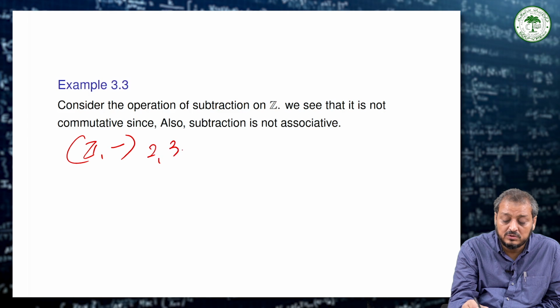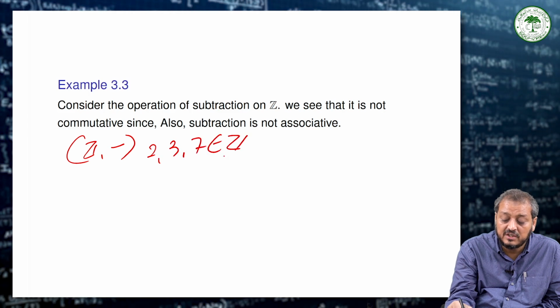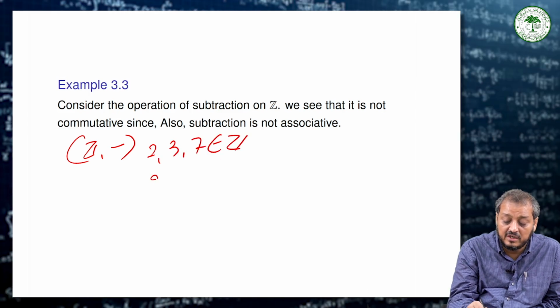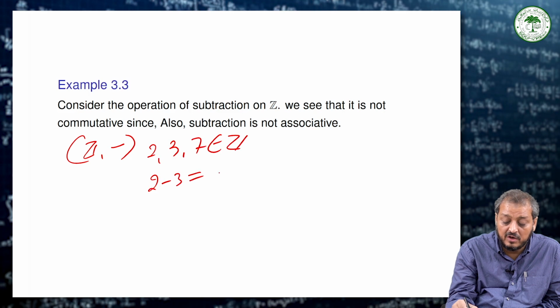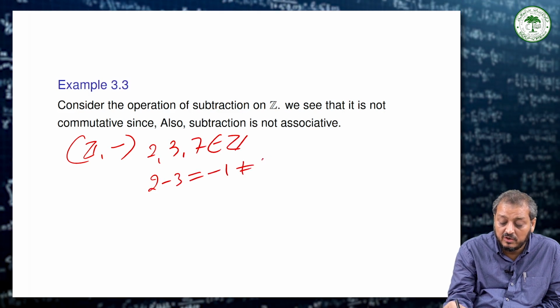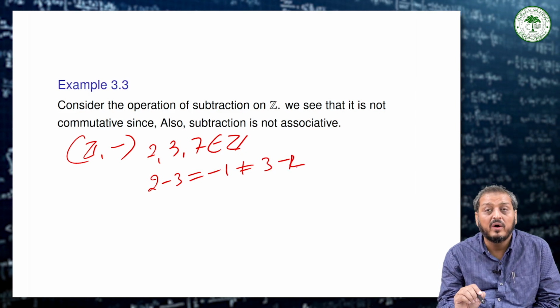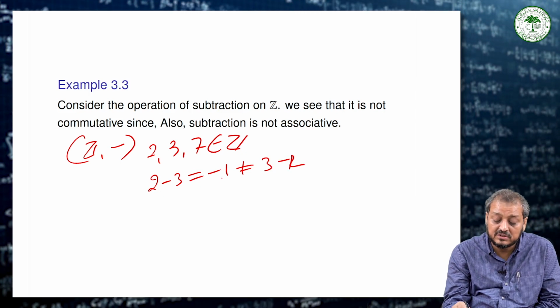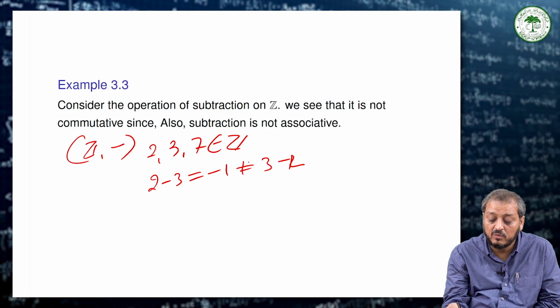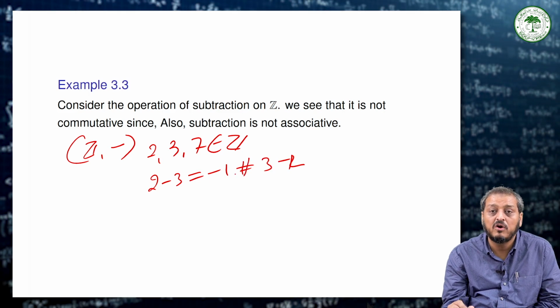We take 2, 3 and 7. These are three integers. Then clearly 2 minus 3 is equal to minus 1, which is not equal to 3 minus 2, which is equal to 1. So 2 minus 3 is not equal to 3 minus 2. This is not commutative.